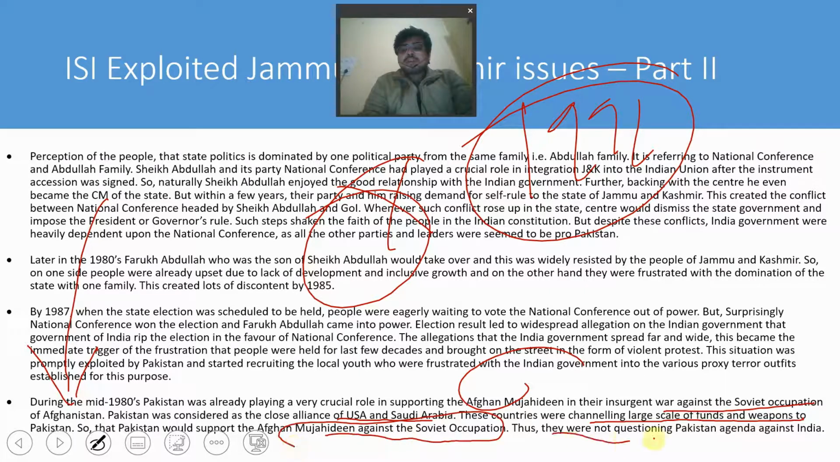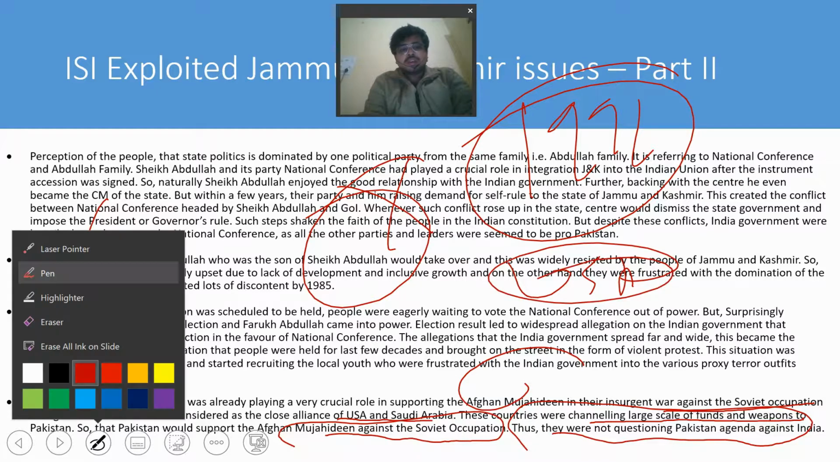Thus they were not considering Pakistan's agenda against India. Pakistan was using that money and those weapons against India at that time, and the USA was not caring, because the USA was against the Soviet Union, and thus India was always being attacked.